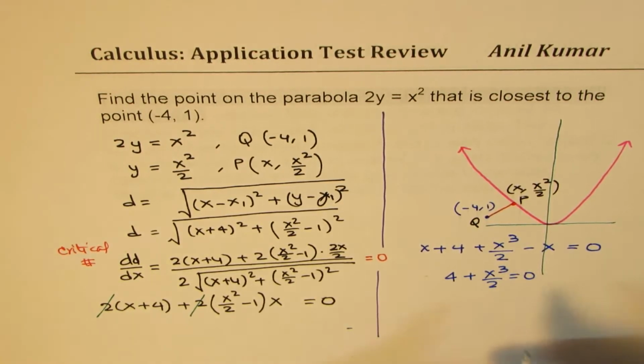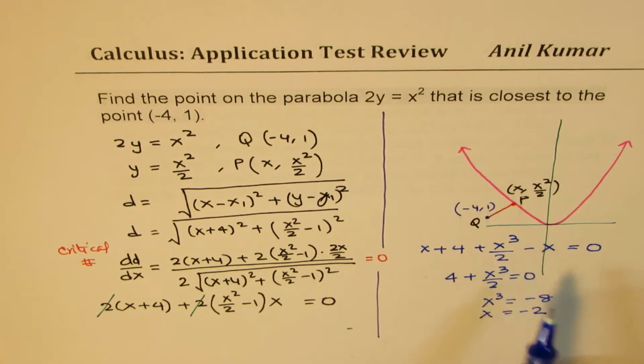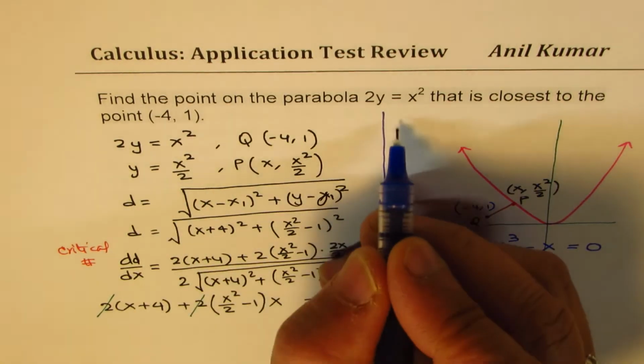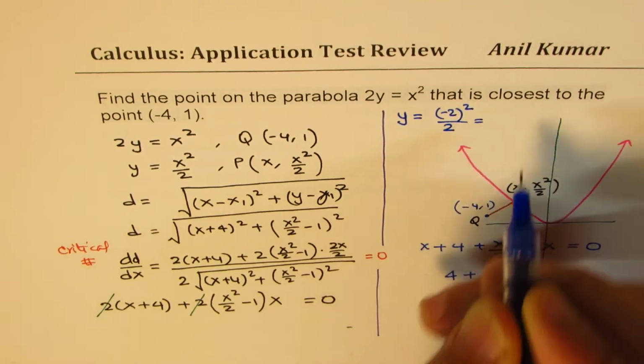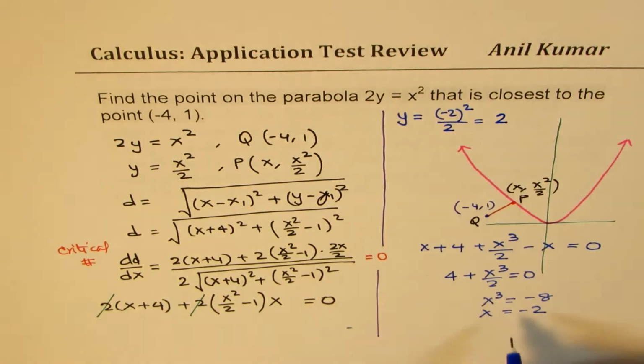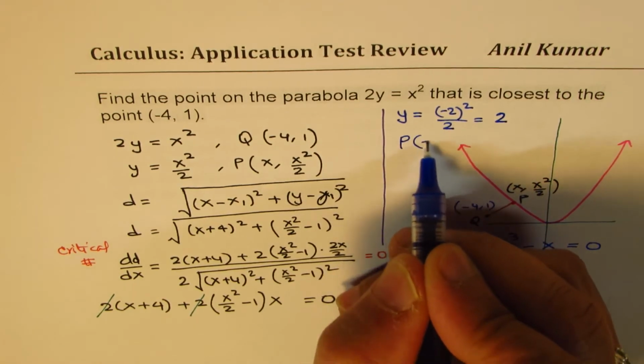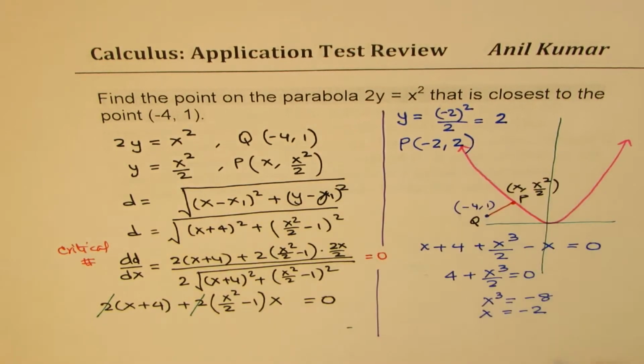Now we can take this to the right side, so we have x cube equals minus 8, and that really means that x is equal to minus 2, right? So at x equals minus 2, we get the critical number, which should give us the minimum distance, correct? Now if x is minus 2, what is y? So we can write y equals minus 2 whole square by 2, which is 4 over 2, that is 2, and therefore the point P will be minus 2, 2.